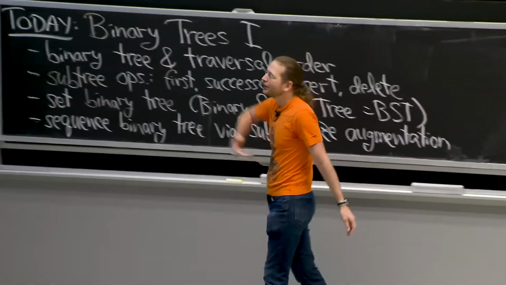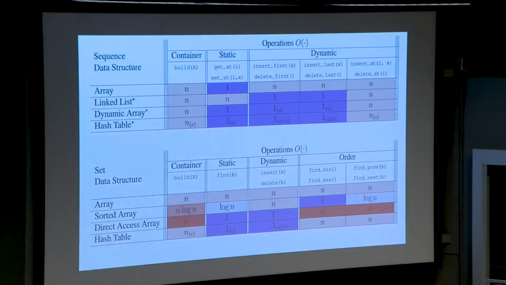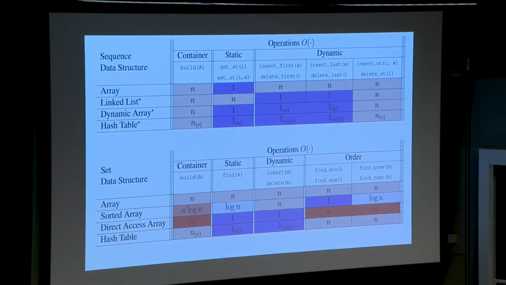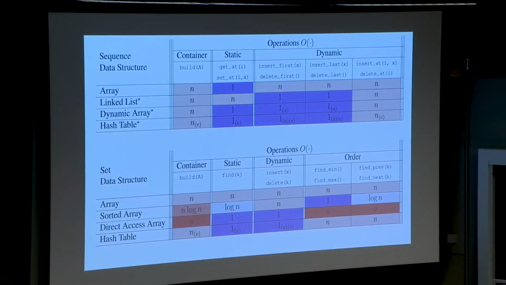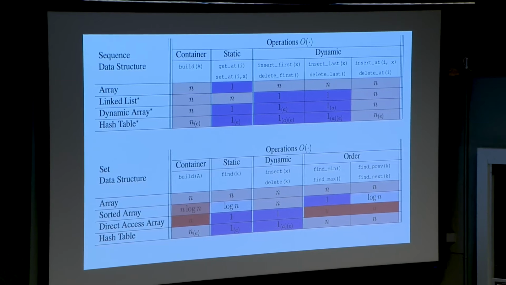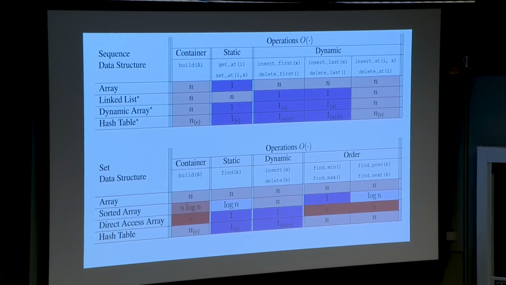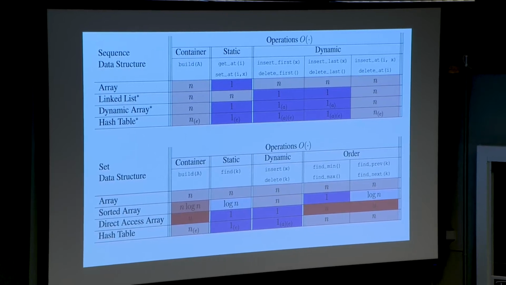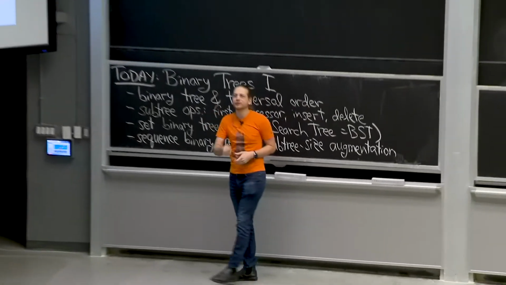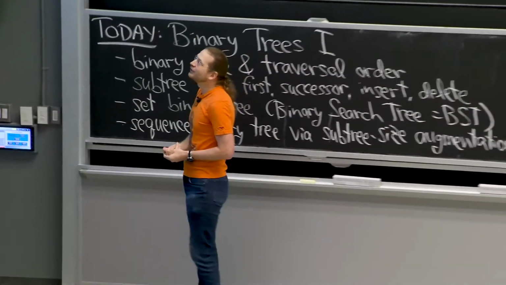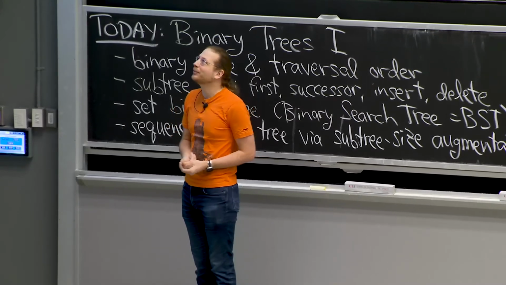First, recall all the data structures we've seen so far: arrays, linked lists, dynamic arrays, sorted arrays, hash tables. And the two sets of operations we're interested in supporting, the two interfaces. One was sequences, where we're maintaining items in a specified order. We want to be able to insert an item right after another item, or delete an item in the middle of the list, and always be able to access the ith item. We haven't seen any good data structures for that problem.